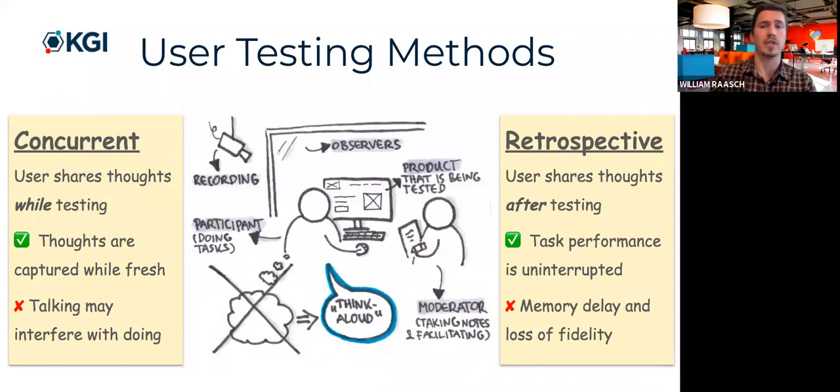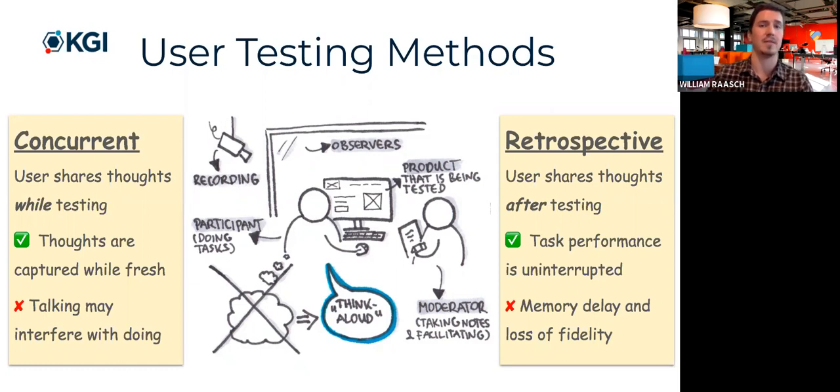Okay, so user testing methods. I'll go through this relatively quickly because it was part of the assignment. There's concurrent versus retrospective. On the concurrent, the whole idea is that they share their thoughts, often out loud. They might not be able to remember after they do the testing where they had issues, so it's best to get all that out as they go.